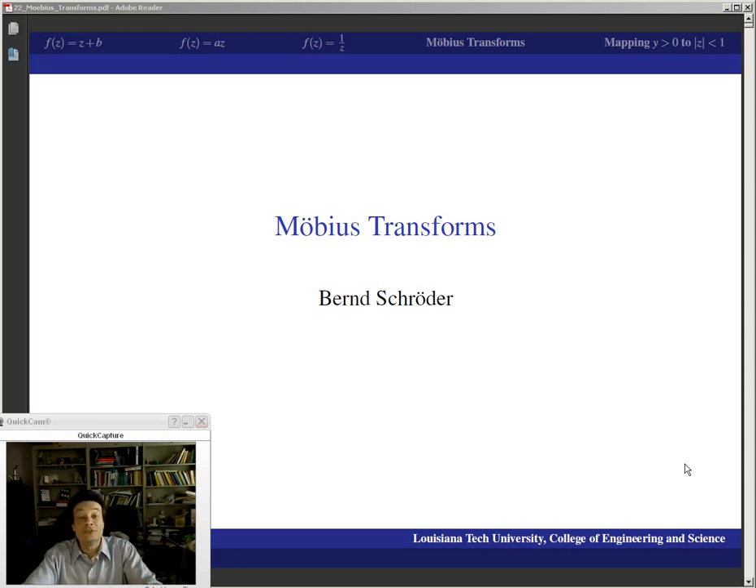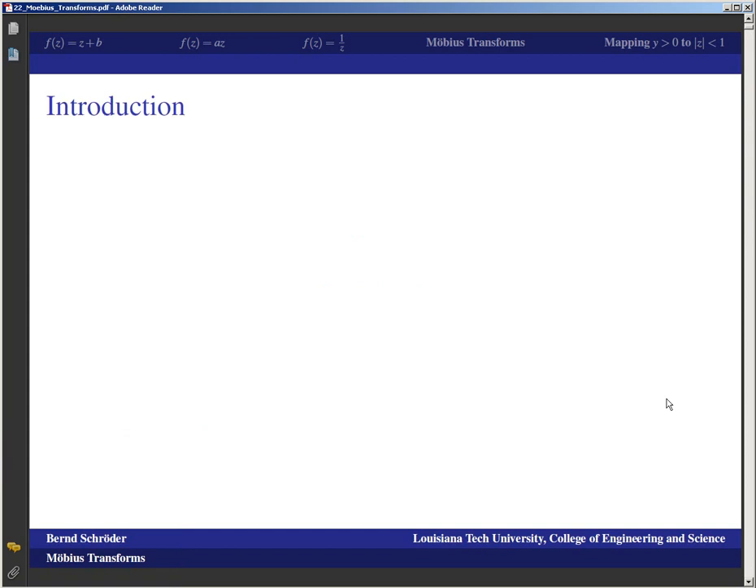Okay, no more residues, at least for a while. We're going to now talk about Moebius transforms, which are named after the German mathematician Moebius, whose main contribution to mathematics was to invent Moebius transforms. And that is what counts for humor in an advanced math class. Let's take a look at what Moebius transforms do.